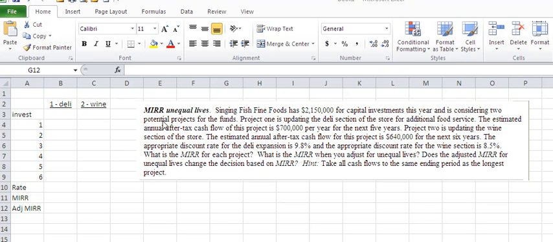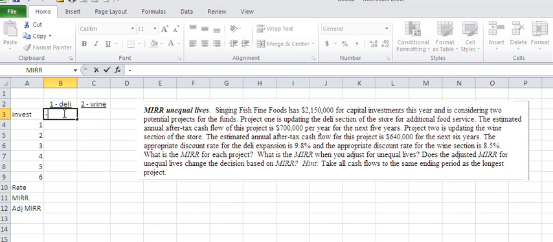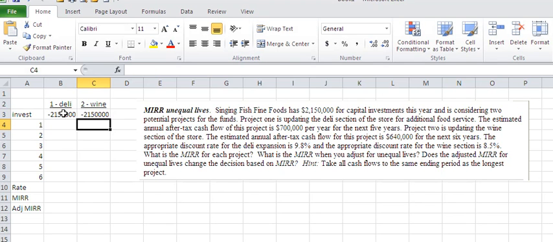First thing we want to do, I set up kind of a basic little table to get us going. We want to compare the two projects. So we had an outflow initially for both projects of the same amount, $2,150,000. So let's go ahead and write that in here. $2,150,000 cash outflow. That's the same for both projects. So I have that designated as my investment.